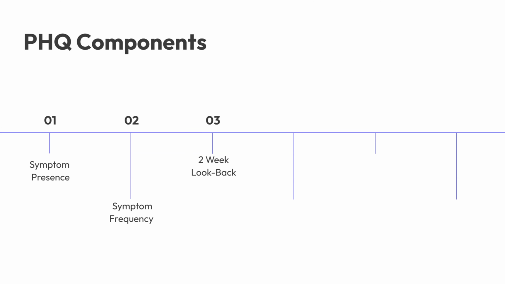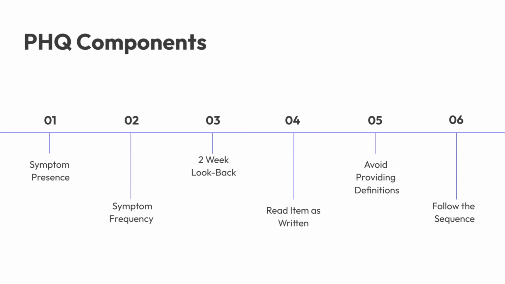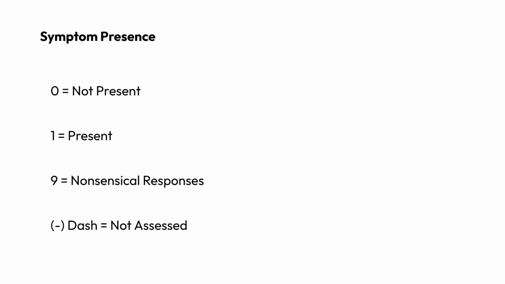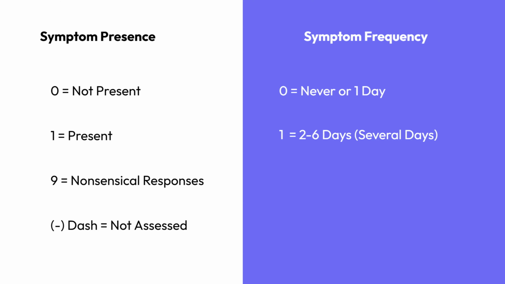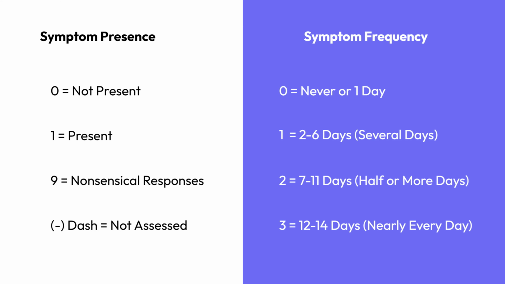It is important that when conducting this interview, we read the item as it is written. Avoid providing definitions and ask each question in sequence, starting with symptom presence and symptom frequency, before proceeding to the next question. Symptom presence will be coded as 0 for not present, 1 for present, 9 for nonsensical responses, and dash if not assessed. For a symptom presence coded with 9, leave the symptom frequency blank. For any symptoms identified as being present, the following options for frequency will be available. 0 for never or 1 day, 1 for 2 to 6 days or several days, 2 for 7 to 11 days or half or more days, and 3 for 12 to 14 days or nearly every day.